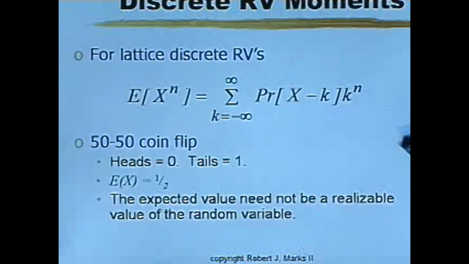So this causes people to have problems sometimes. I think it's fine. But it does point out that, just like the fork balancing problem, here we have a random variable whose expected value is not even an outcome. So how can you have an expected value which is not an outcome? Very interesting. So the point is that the expected value need not be a realizable value of the random variable.